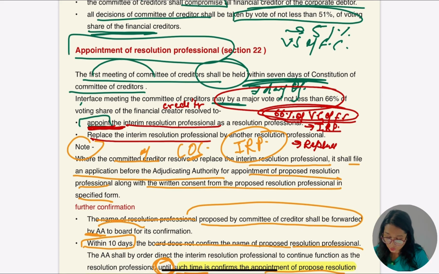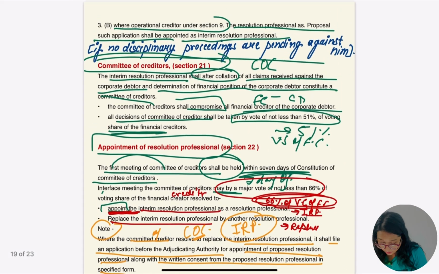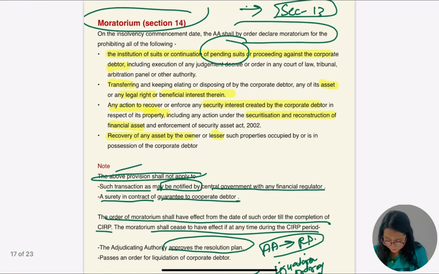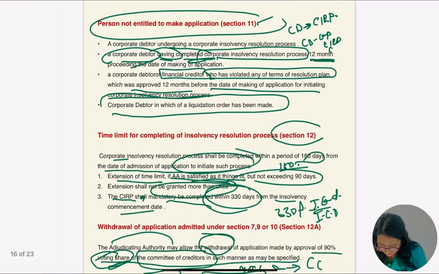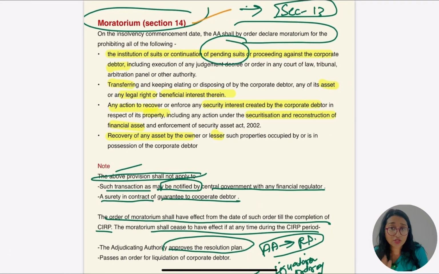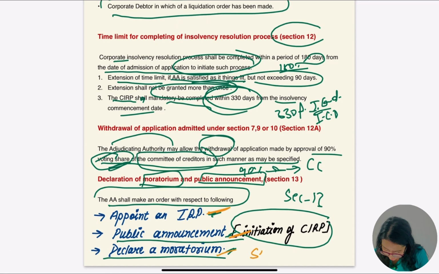This was section 22, in which we read appointment of resolution professional by the committee of creditors. Now tell me the sections regarding the interim resolution professional, public announcement and declaring a moratorium. Moratorium section was 14. So let's write here: section 14 was of moratorium, section 15 was of public announcement, and section 16 was of appointment of interim resolution professional.